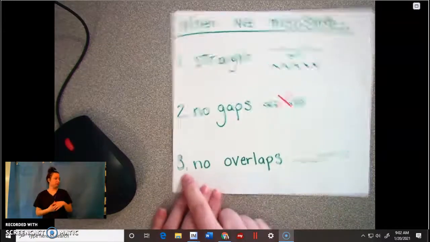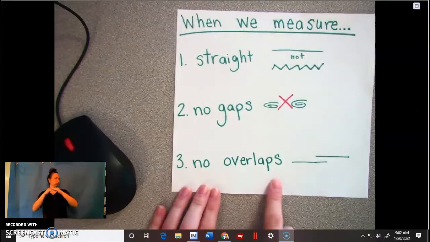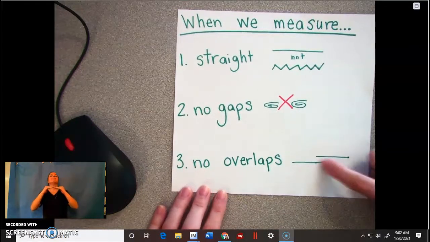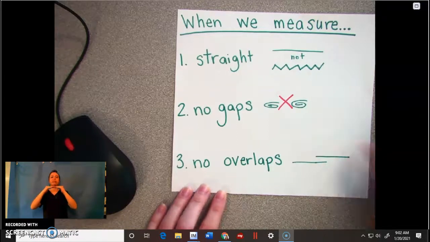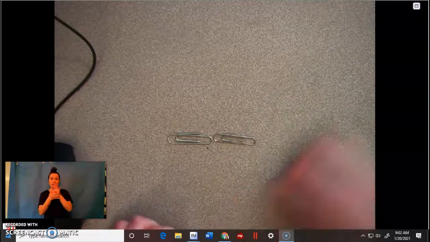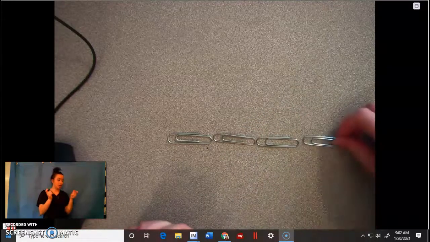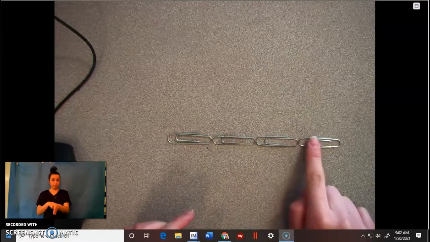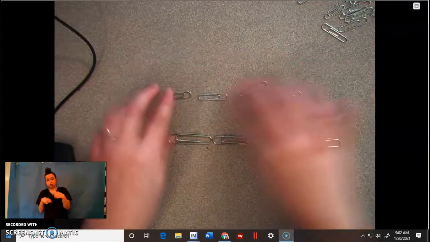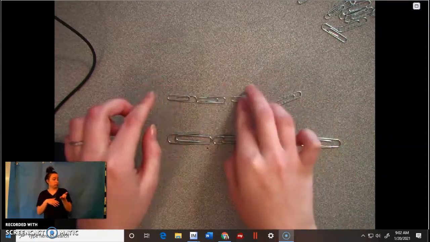And we also want to make sure that there are no overlaps. So see how these lines are overlapping? We want to make sure that each end is touching. Okay, so let's look at some different tools that we could use to measure. We have non-standard measurements like paper clips, and I could use big paper clips. See how they have to be touching and in a straight line? Or I could use small paper clips. They still have to be touching.